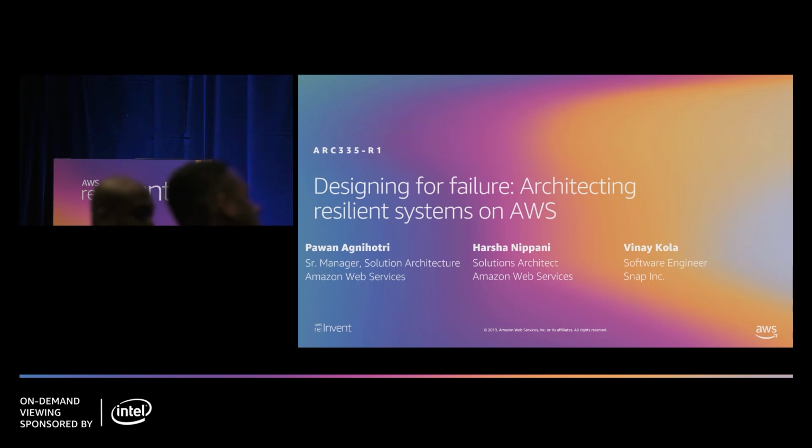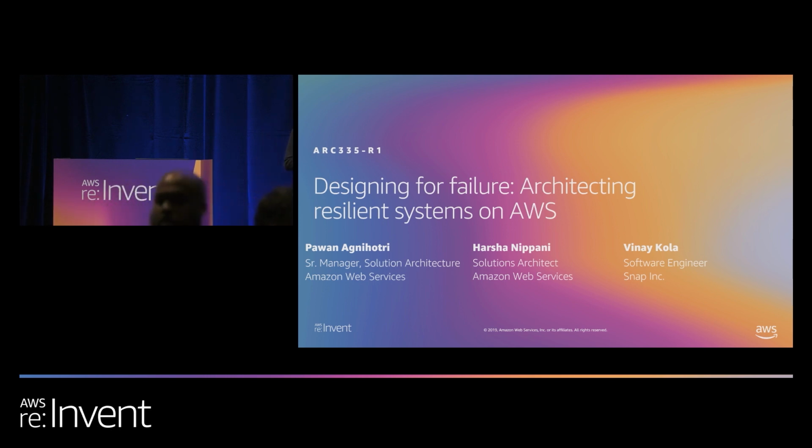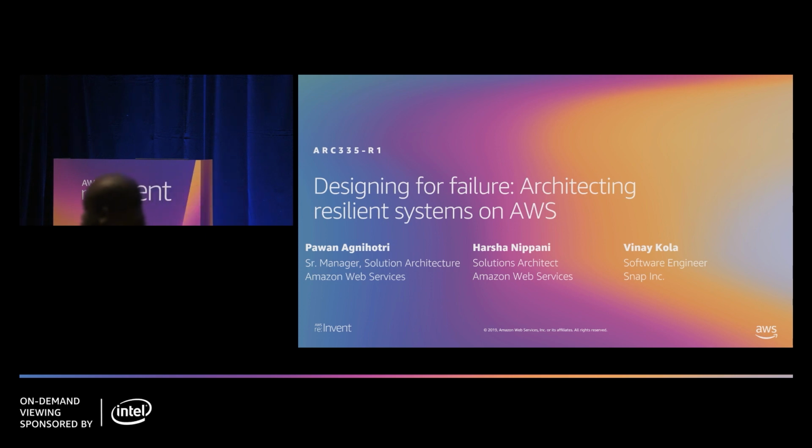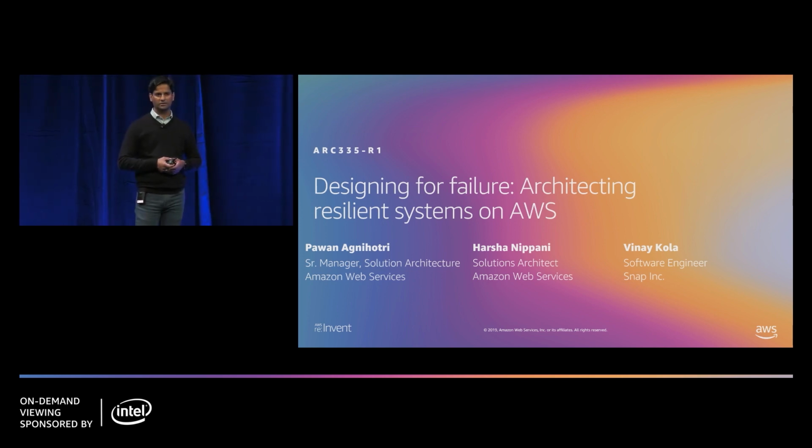This is ARC335, Designing for Failure, Architecting Resilient Systems on AWS. My name is Harsha Nipani. I'm a solutions architect with AWS. And with me on stage is Vinay Kola. He's a software engineer at Snap Inc. And also with me is Pawan Agnihotri. He's a senior manager with the solution architecture team, also with AWS.